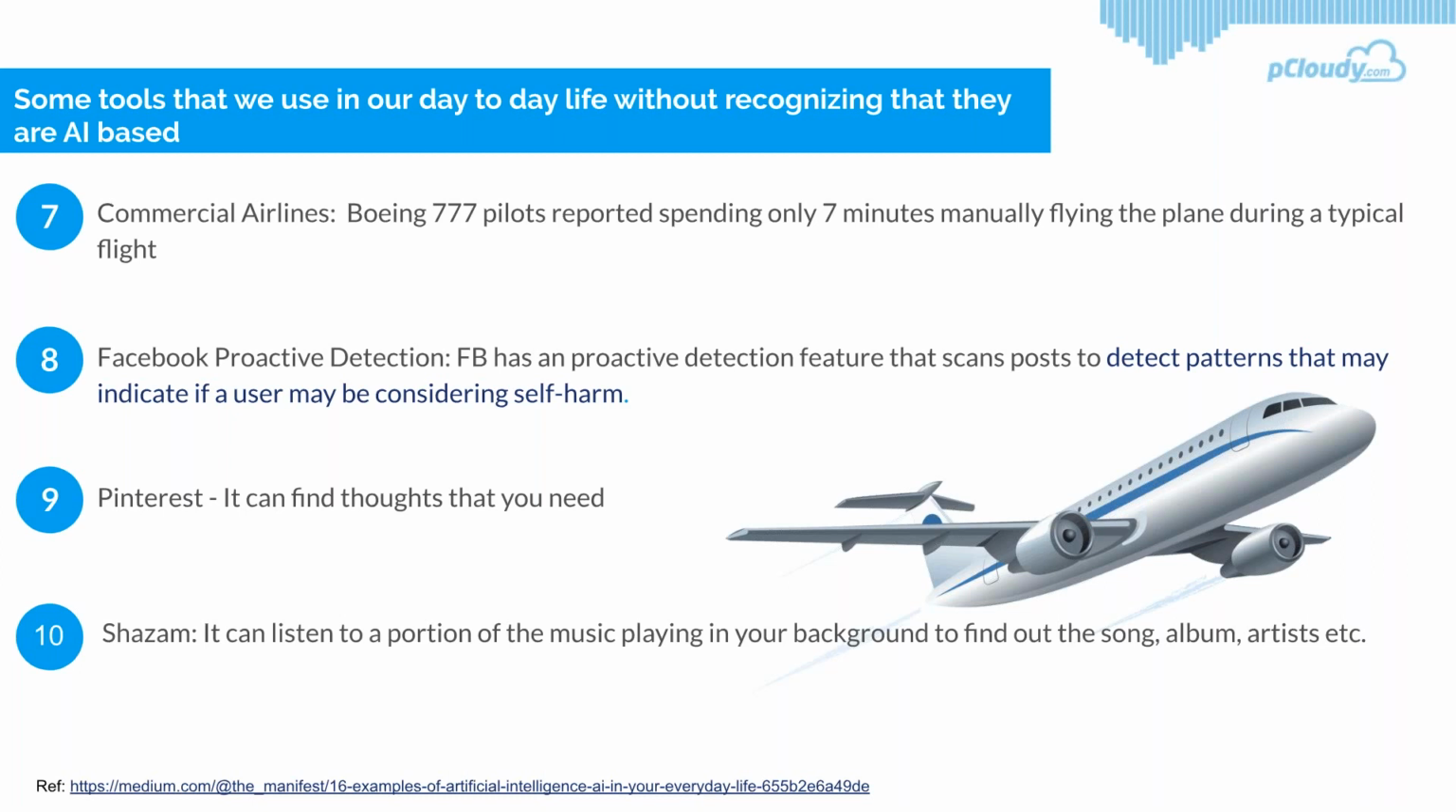Let's talk about Facebook's proactive detection. So in November 2017, Facebook launched a proactive detection feature that scans posts to detect patterns that may indicate if a user may be considering self-harm. When it detects suicidal thinking patterns, the AI-powered program sends mental health resources to the person and sometimes also to his friends. So Facebook supports this AI program with human resources such as trained moderators, partnership with local mental health organizations, and local first responders when appropriate.